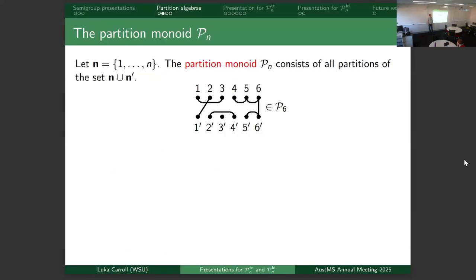The partition monoid is defined as the set of all partitions of the set n union n dash, where n is this set here, and n dash is just a disjoint copy of n. We typically represent these graphically like this, where the connected components of the graph represent the blocks of the partition. Since the partitions are defined by their blocks rather than these edges, we can have different edge sets so long as they give us the same connected components in the graph.